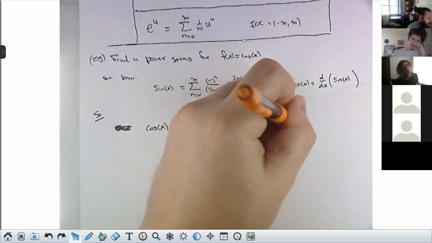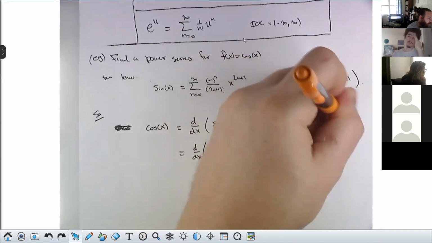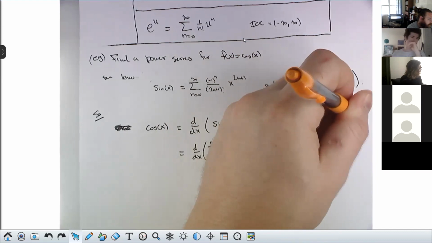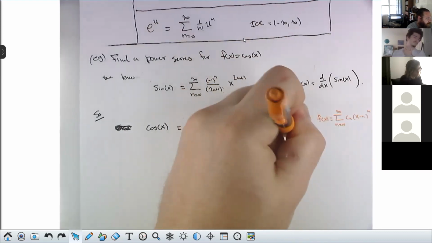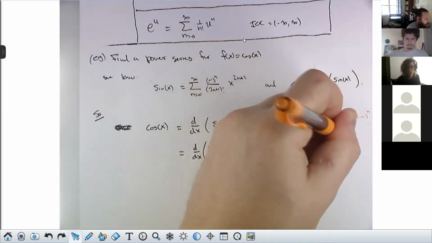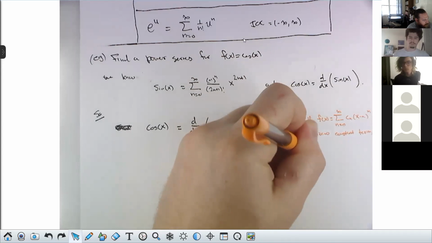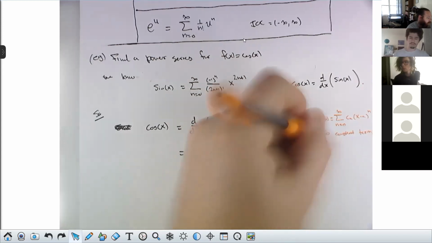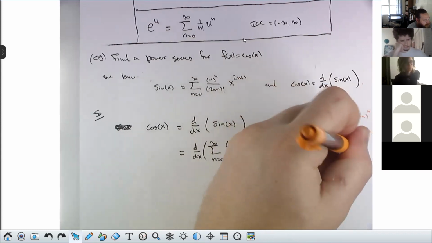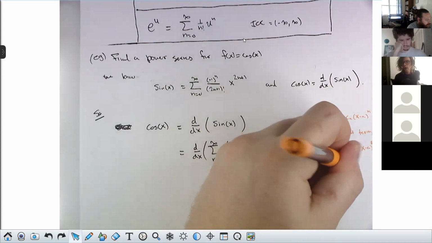So I'd say up here, recall, if f of x equals sigma n from 0 to infinity c_n (x minus a) to the n has a non-zero constant term, then f prime of x will be sigma n from 1 to infinity n c_n (x minus a) to the n minus 1. Emphasis on this part.